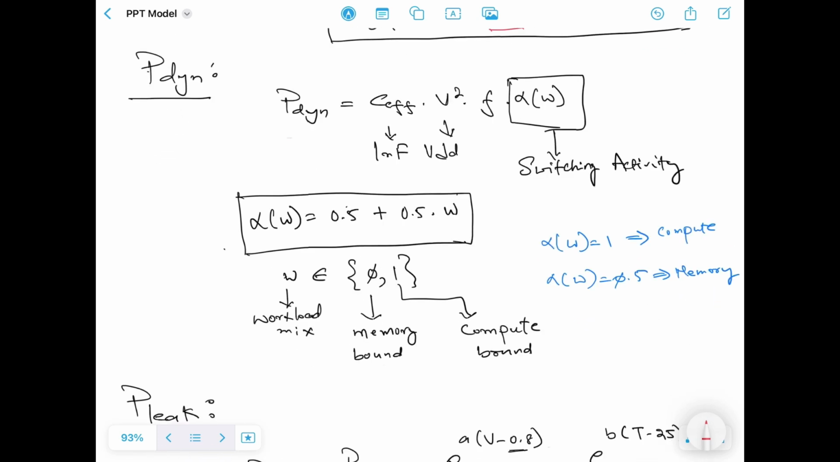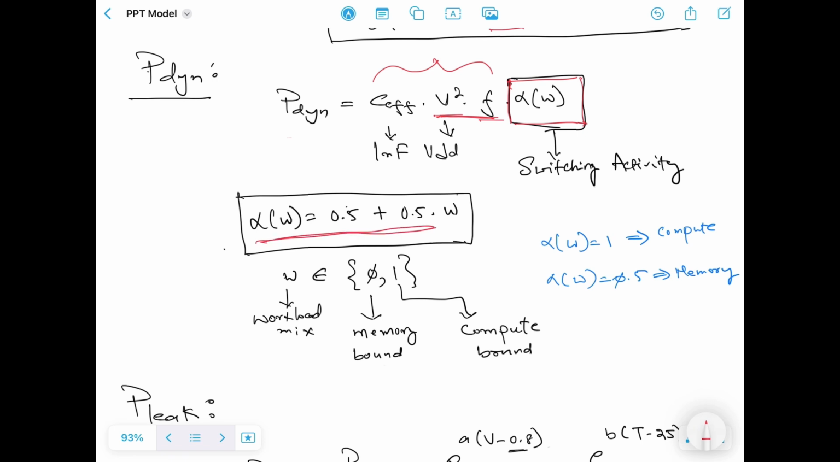We know that P dynamic is equal to C V squared F. C here is the effective capacitance of the switching transistors in the processor, and V is the VDD, and F is the clock frequency. Now we know that V and F are going to be controlled by the DVFS algorithm, and here I'm introducing a new term called switching activity. Now the way I have defined switching activity is like this.